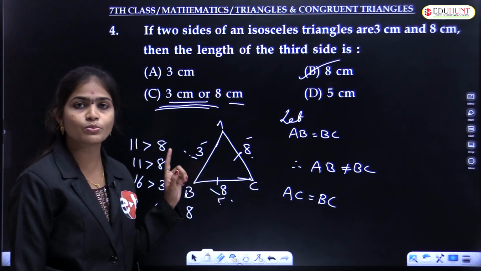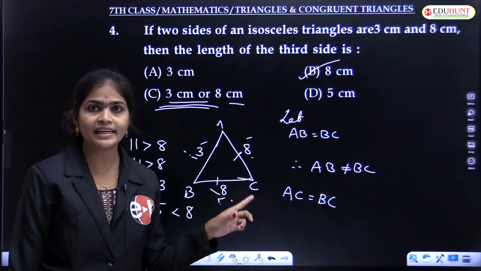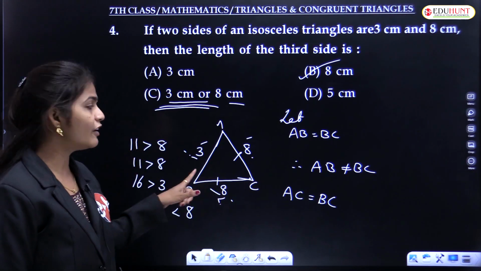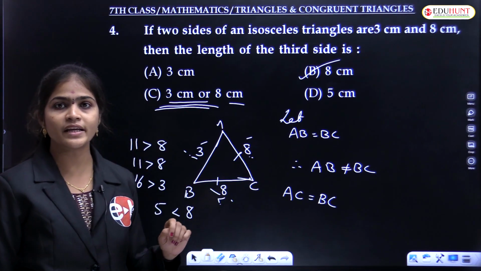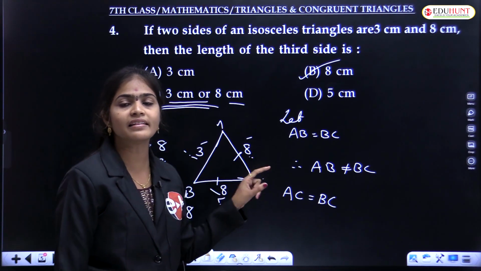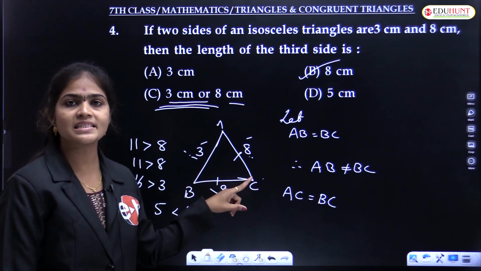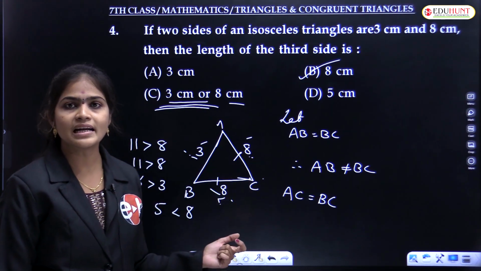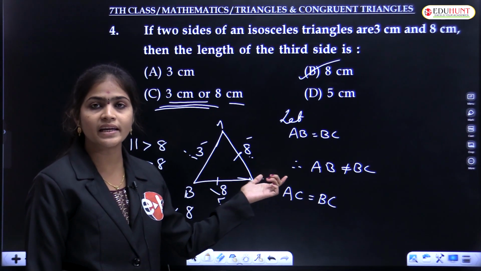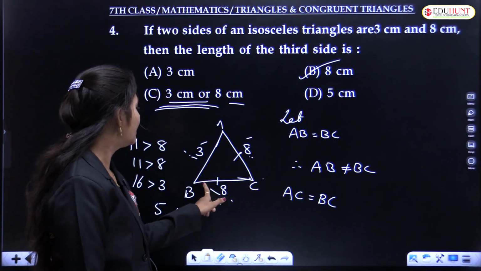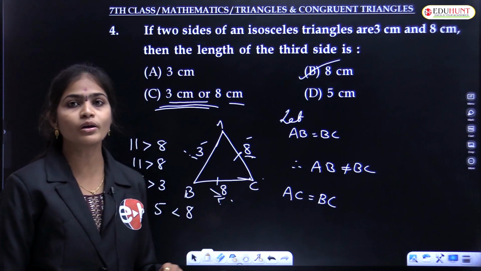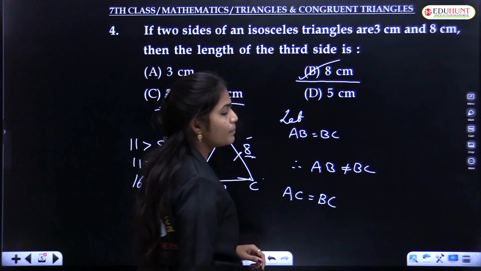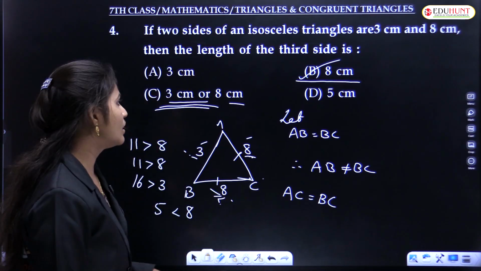But we know the condition, what is it? The sum of the lengths of any two sides of a triangle must be greater than the third side. So if you take 8, then only it is satisfying. If you take 3 centimeters, then it is not satisfying. 3 plus 3 is 6, that is less than 8, not greater than 8. That's why 3 centimeters is not satisfying. So there is only one possibility, that the other side must be equal to 8 centimeters. So which option is correct here? Yes, option B is correct. Okay, so let us see the next question.